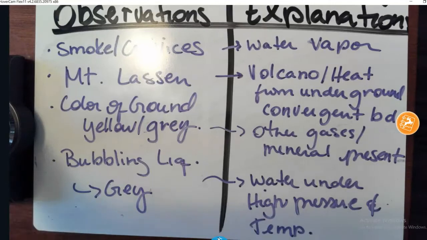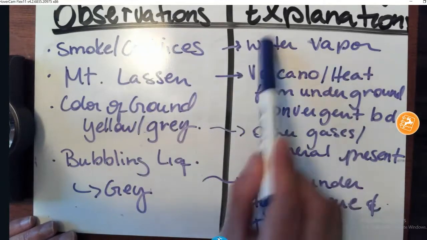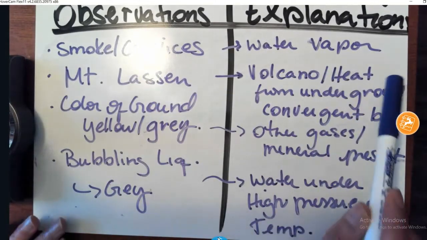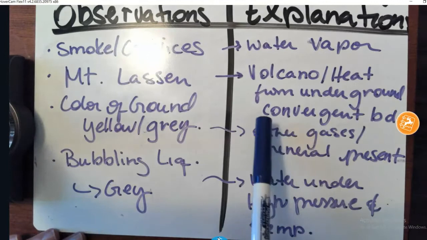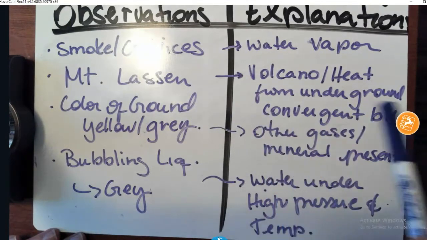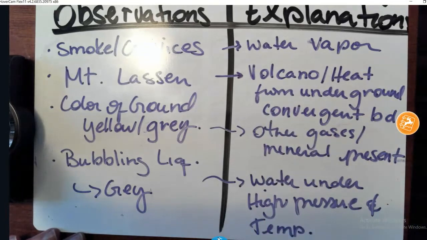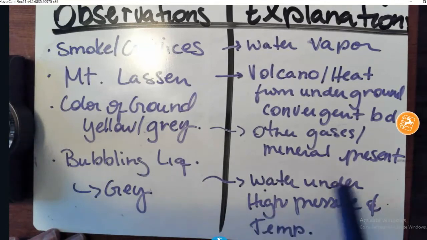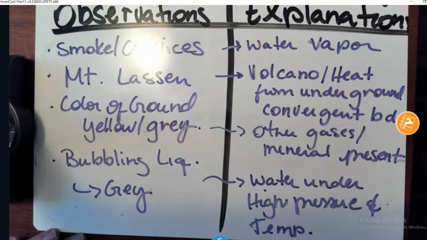So this is what I was saying, the smoke in the crevices, probably water vapor. Because the video is titled Mount Lassen, I know Mount Lassen is a volcano. There's a lot of heat on the ground. And I also know, and if you Google, you see that it is part of the Cascade Range, which is a convergent boundary area. The color of the ground is yellow and gray, probably due to other gases and minerals dissolved in there. The bubbling liquid is probably water that's underground, with high pressure and temperature. And the gray color is probably stirring of the sediment.